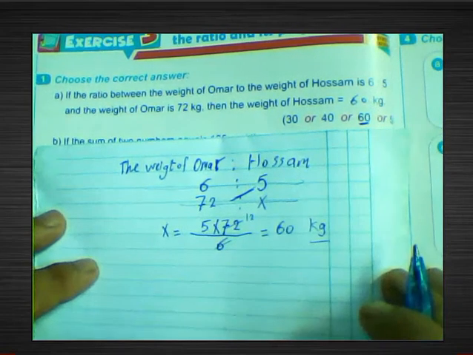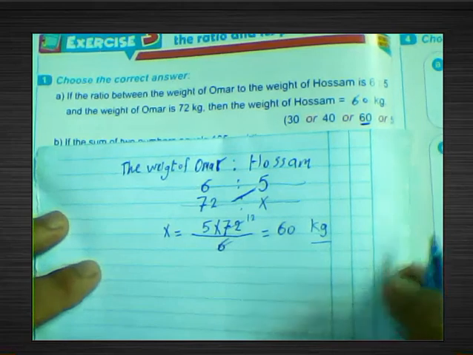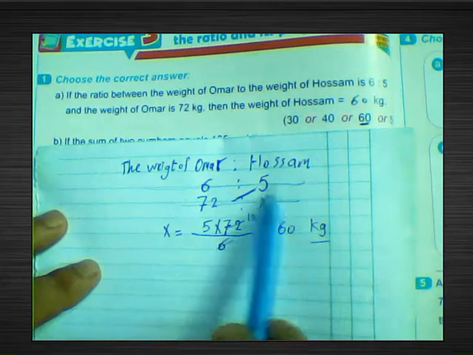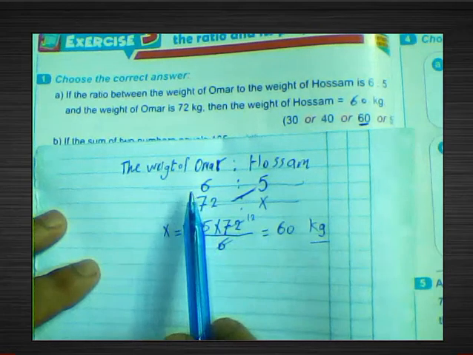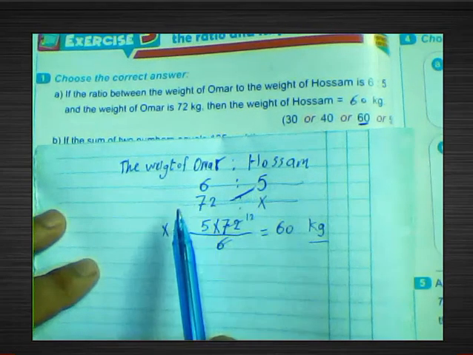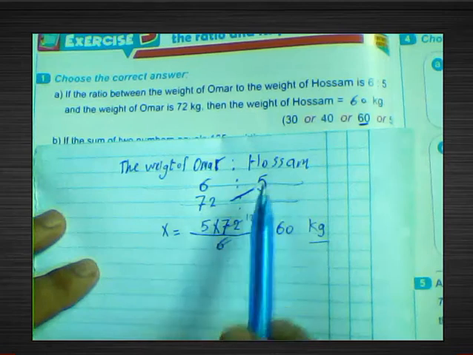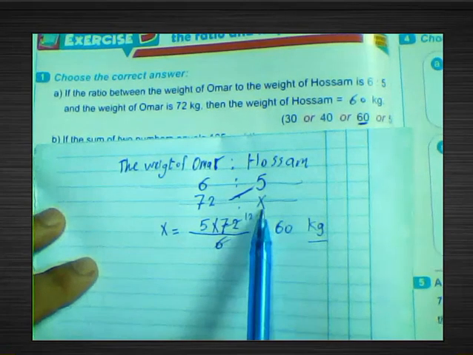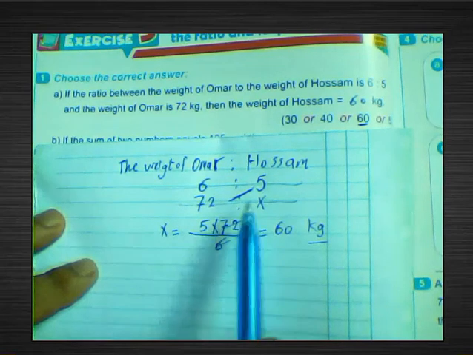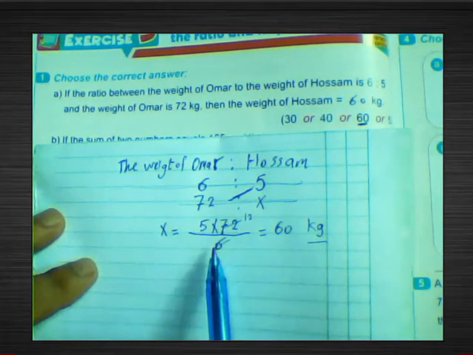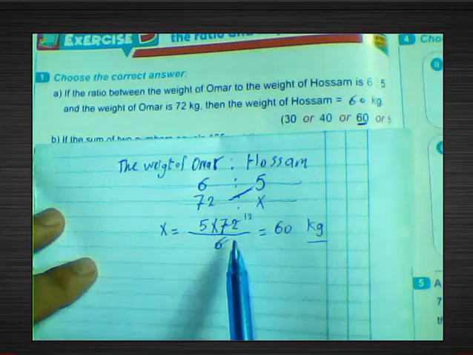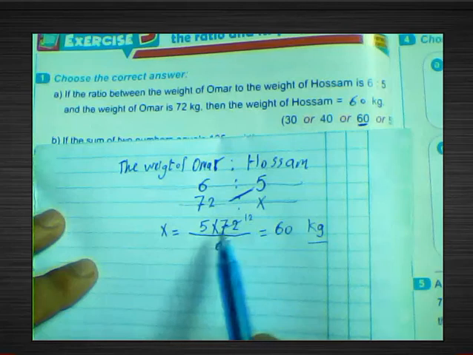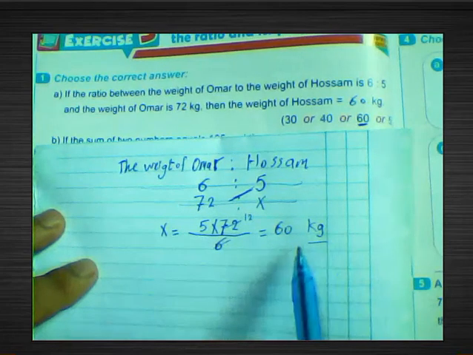It's easy for you. Again, I will write the weight of Omar to the weight of Hussam. First line, the ratio between the weight of Omar and Hussam is 6:5, and the weight of Omar is 72 kilograms. For Hussam, we put X here, which refers to the weight of Hussam. X equals 5 times 72 over 6. 72 over 6 equals 12, and 12 times 5 equals 60 kilograms.